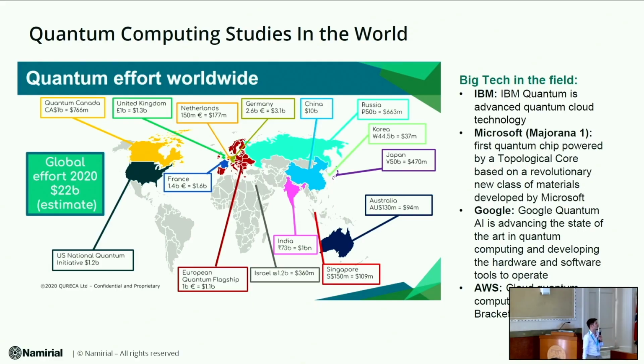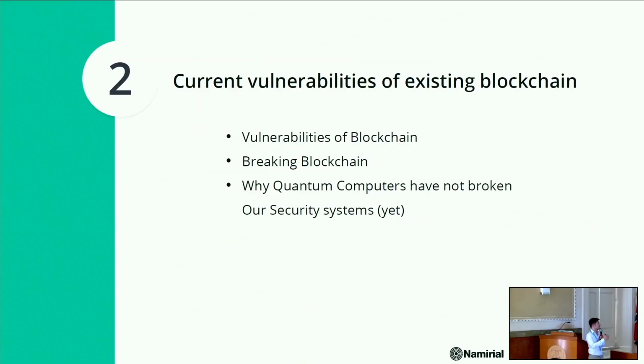And even some big tech like IBM, and Microsoft with the project Majorana 1, a quantum chip that could use a revolutionary new class of material, etc. Google right now is working on quantum AI, which is really, really important. Quantum AI is just the combination of quantum capabilities with AI, and then AWS with cloud quantum computing via Amazon Braket. So, let's now dive into the main part of this talk.